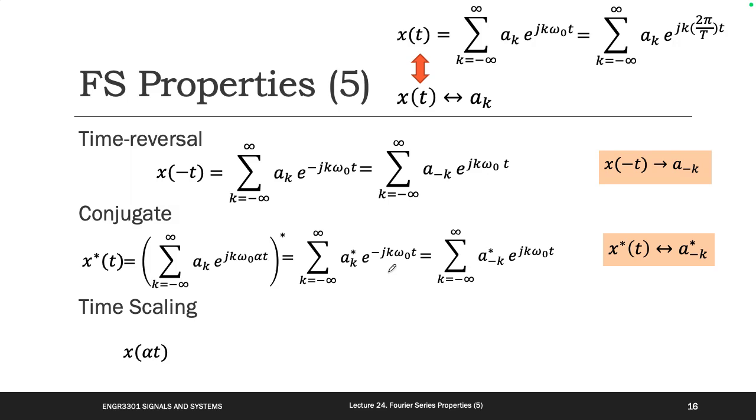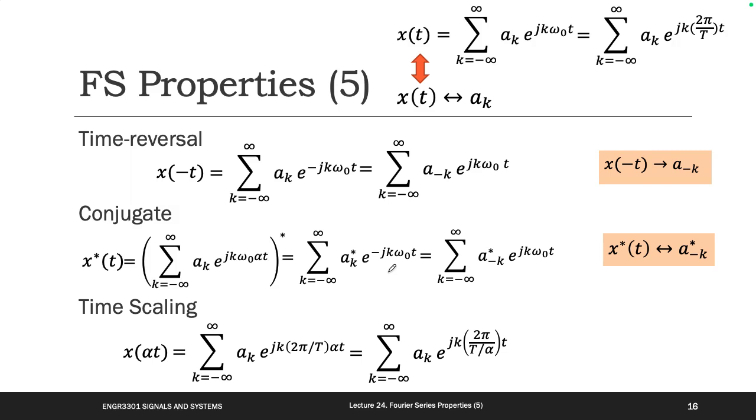And then time scale: if the new signal is x alpha t, because here should be alpha t, right? Then you will find the ak is the same thing, am I right? Only here changes. What does that mean? It means the new signal's FS coefficient will be the same, still ak. But the period and the frequency will change for this new signal. That makes sense to you?